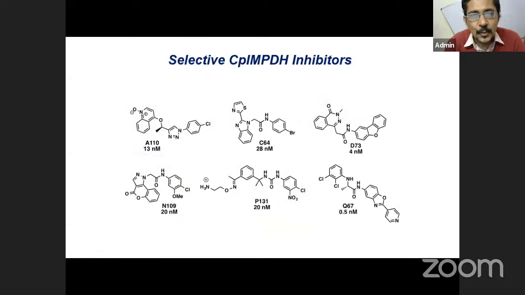So a lot of assays were done, and we came up with some molecules through high throughput screening. So here are some of the molecules which I'm putting up. As I progress, it will become more and more clear to you how to engineer against a pathogen. So this was done through high throughput screening, and from there we came up with these compounds, and they are very active against Cryptosporidium IMPDH, not against the human IMPDH.